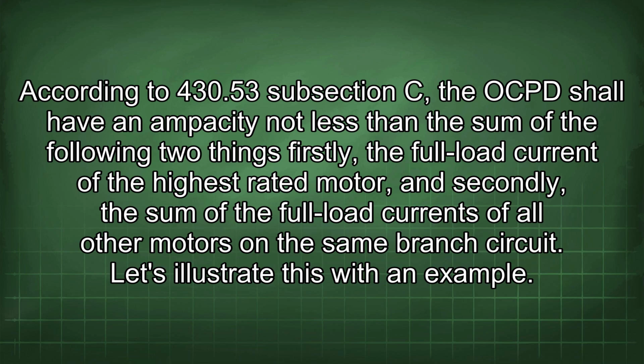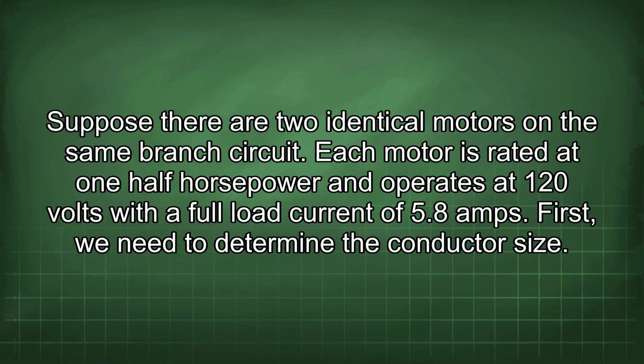Let's illustrate this with an example. Suppose there are two identical motors on the same branch circuit. Each motor is rated at 1/2 horsepower and operates at 120 volts with a full load current of 5.8 amps.